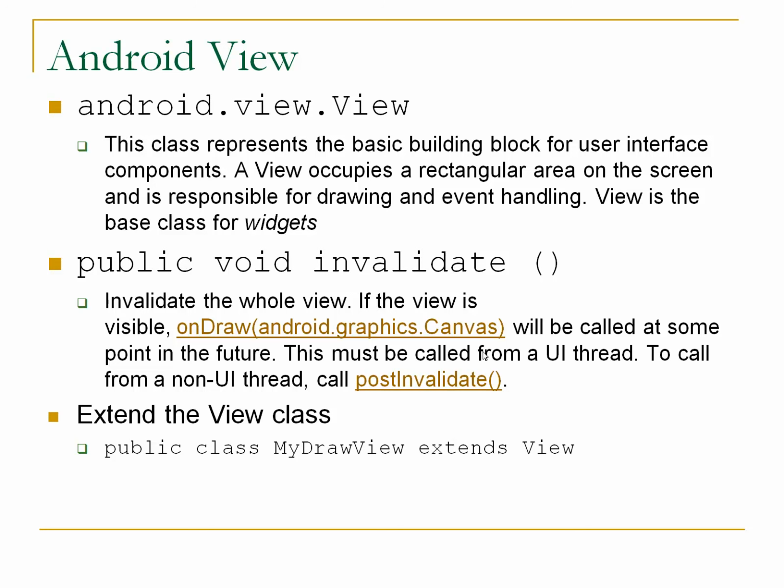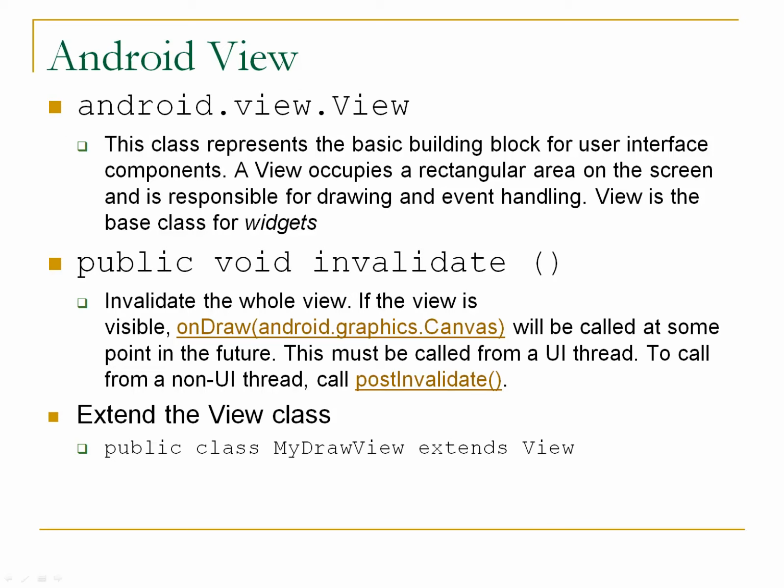Now, this last little snippet is important to understand. View is the base class, the parent class, the superclass in an inheritance relationship for all of the widgets. What are the widgets? The widgets are all the UI components we use: your buttons, your text boxes, all the things you've been using.